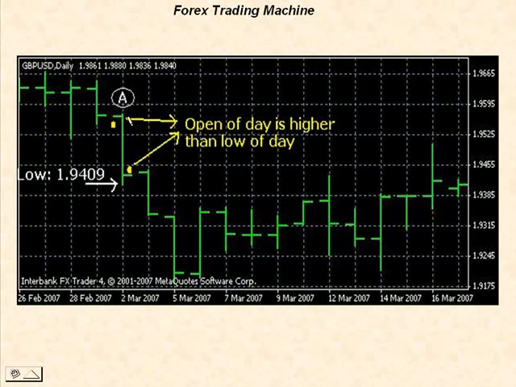So here we can see that the day opened and closed lower, making a 140 plus pip move, and established a low at 1.9409. We know this is a down day, obviously, since the open of the day is higher than the low of the day. So this is your guide of knowing if a potential trade will be a long or a short position. In this case, since the close of the day is lower than the open of the day, we know that if there is going to be a trade the next day, it's going to be a short trade.